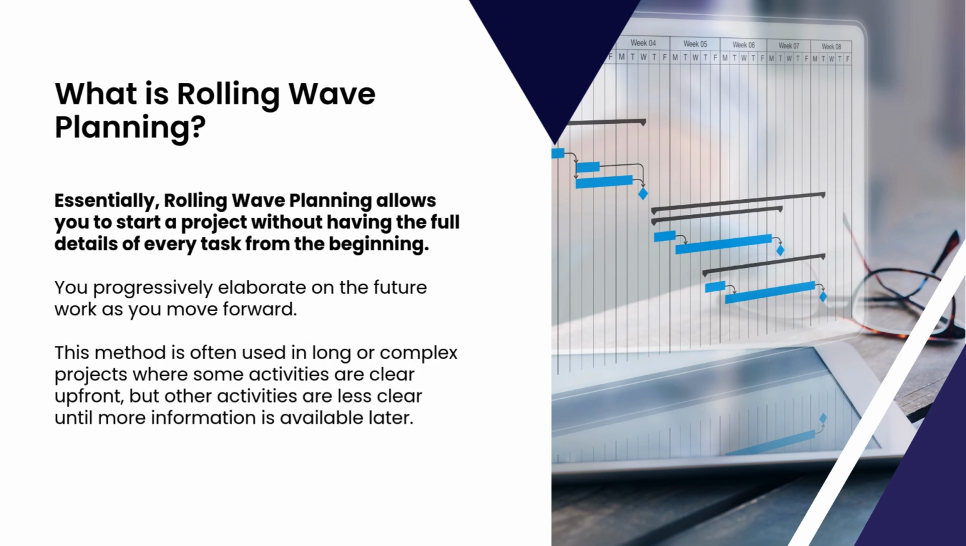Essentially, rolling wave planning allows you to start a project without having the full details of every task from the beginning. You progressively elaborate on the future work as you move forward. This method is often used in long or complex projects where some activities are clear up front, but other activities are less clear until more information is available later.